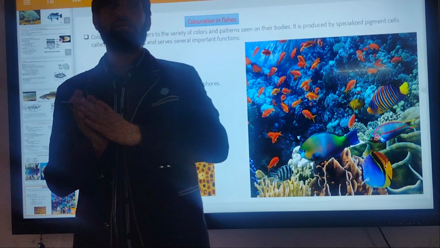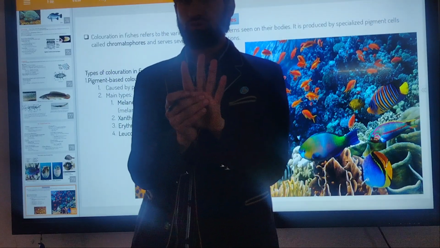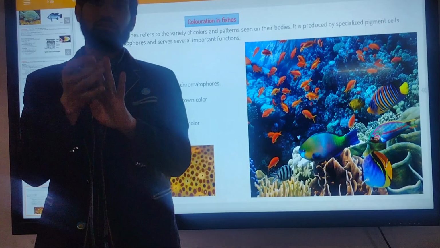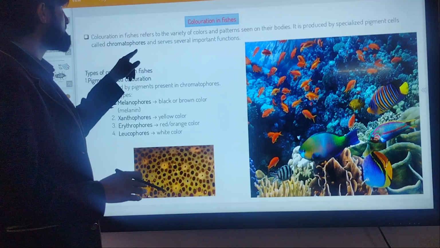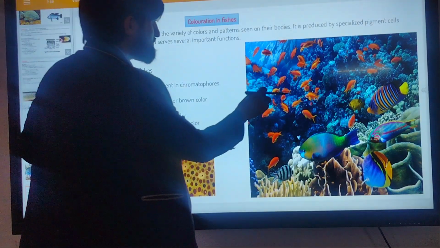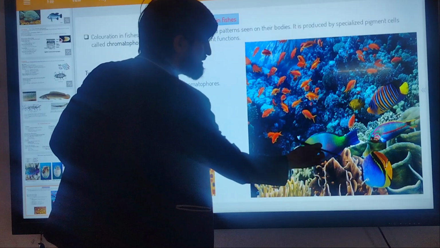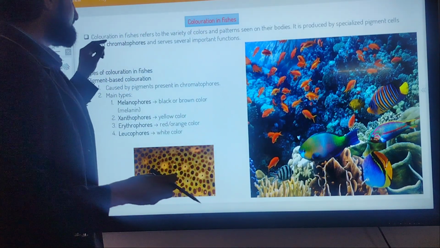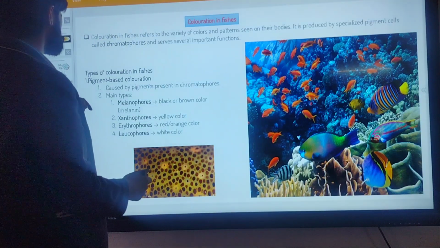If we talk about histology, the skin of the fish contains three important parts on histology: the upper part epidermis, the lower middle part dermis, and the third part subcutaneous. The epidermis part contains chromatophores. Because of the presence of chromatophores, we can see the different patterns, the different bands of the fishes, different beautiful colors of fishes that are present on the screen because of the chromatophores.